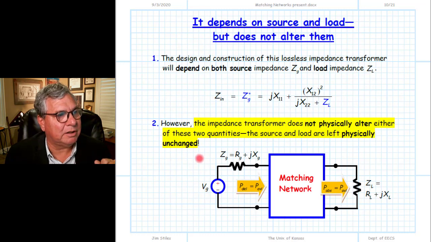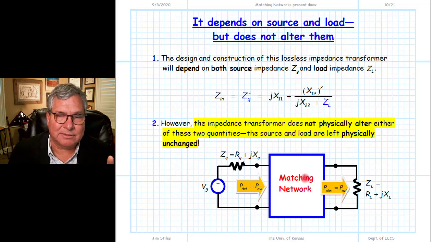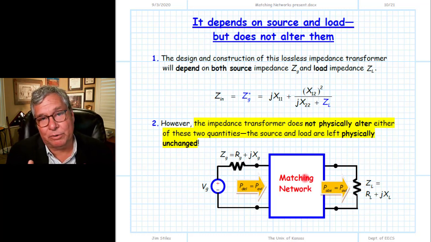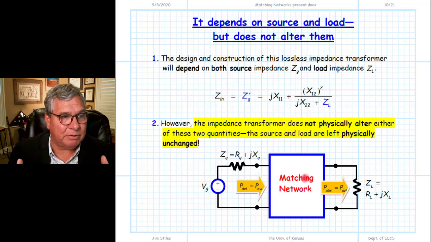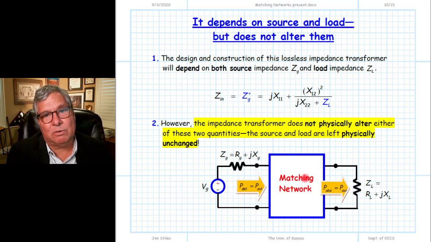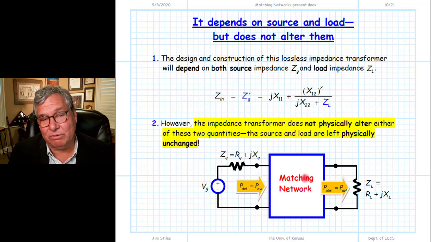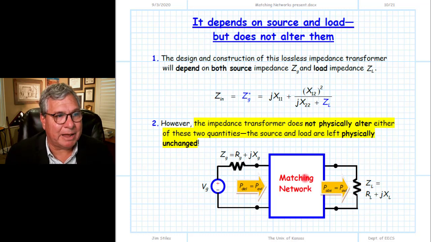The source and the load are left physically unchanged. We have to design a matching network so that this equation is satisfied. Now, how do we do that, students ask. Now, that's a topic for another course. It's not particularly hard if we want to do it for one frequency. In fact, if we have just one frequency, we can design a matching network with a single inductor and a single capacitor, two complex elements, and we're done. So it's not particularly difficult to build a matching network, at least a narrowband matching network.